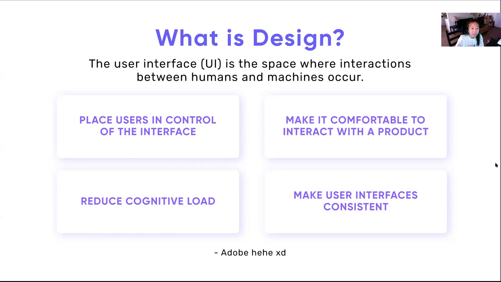Reducing cognitive load, so that's just the amount of information that the users have to deal with and process. And then make user interfaces consistent. So you're creating predictability and reinforcing your brand through your interface. So yeah, those are the four things that you want to keep in mind when you're designing an interface. And of course, there's other things, but I think a lot of principles fall into these four categories.